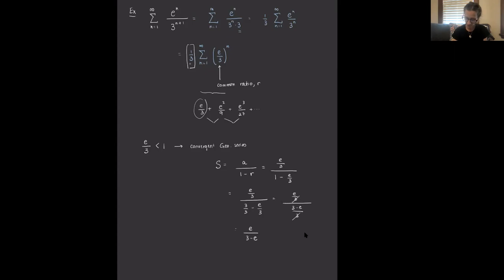That's the sum of the series, but remember that we multiplied by 1/3. So we also need to multiply the end by 1/3. So our sum is going to be 1/3 times e over 3 minus e. So it's a geometric series that converges because the common ratio is smaller than 1, and we find its sum by using S equals a over 1 minus r. Now remember, if r is bigger than 1 or less than -1, we can't use this because the series will diverge. See you in the next video.